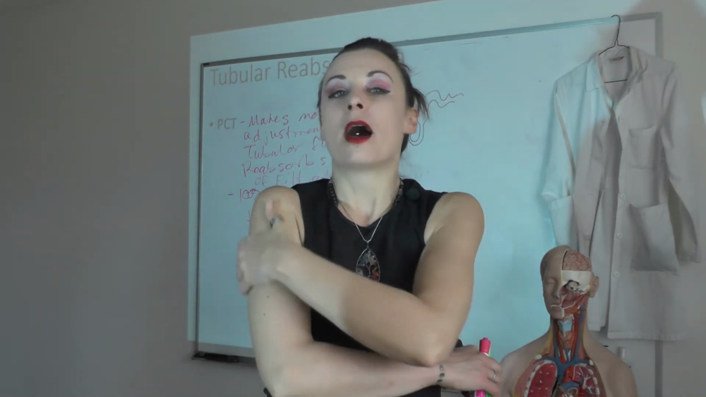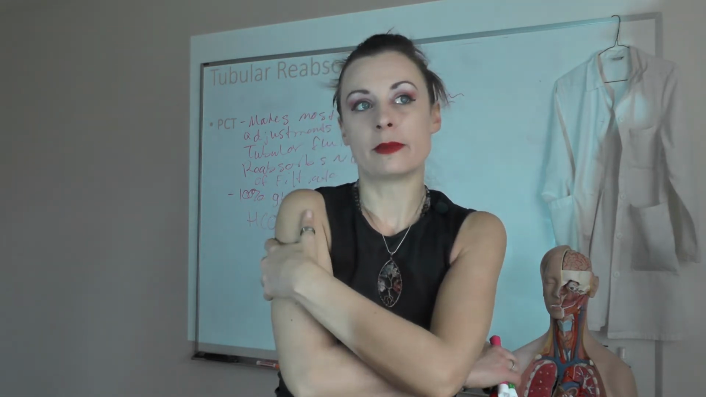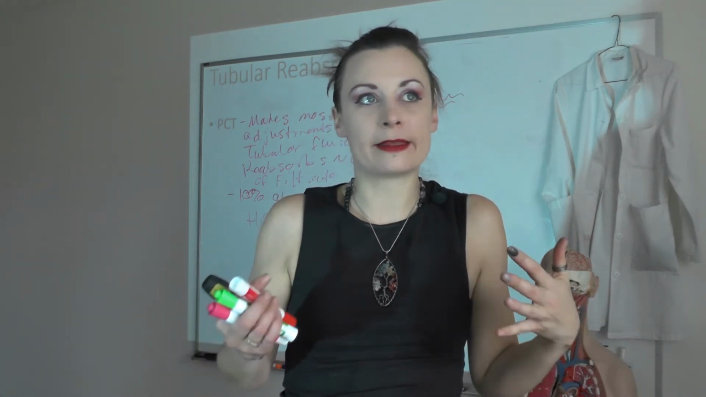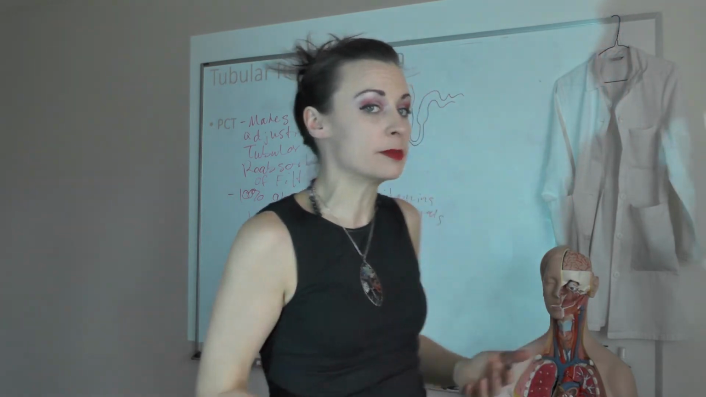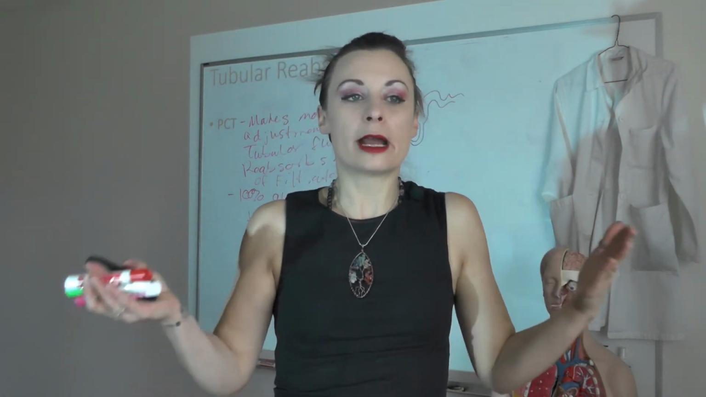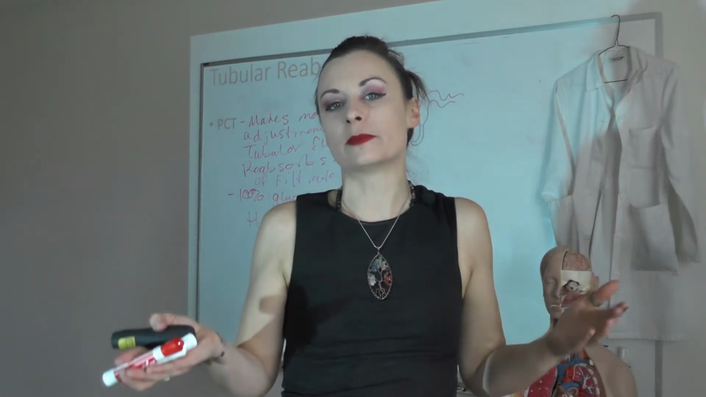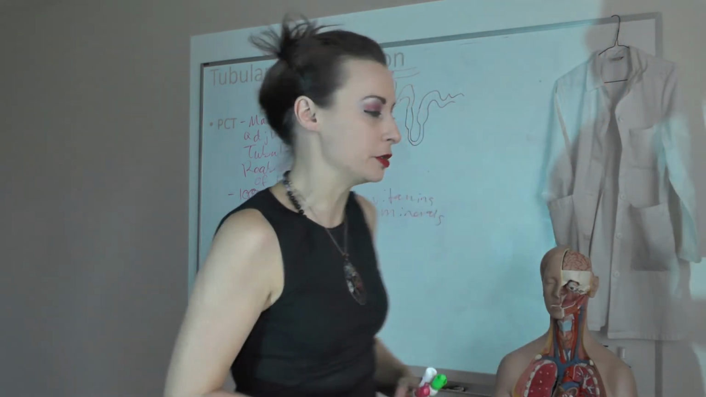So it's going to be reabsorbing like 65% of the materials. All of your nutrients, glucose, vitamins, minerals according to need, amino acids, and then it will be bringing back things like urea as needed and bicarbonate ion. So remember, the kidneys act as a buffer system, so most of those adjustments are being made right here in the proximal convoluted tubule.